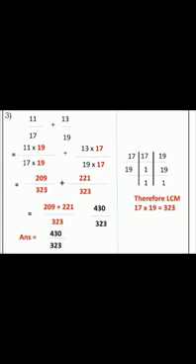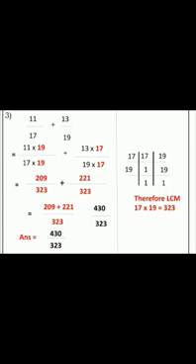Third sum, 11/17 + 13/19. So first take out the LCM of 17 and 19, which is 323. So with 17, what are you going to multiply to get 323? Yes, 19. So 19 is also to be multiplied with 11. So 11 × 19 over 17 × 19, plus, now 19 is to be multiplied with which number to get 323? Yes, 17. So this 17 also has to be multiplied with 13.